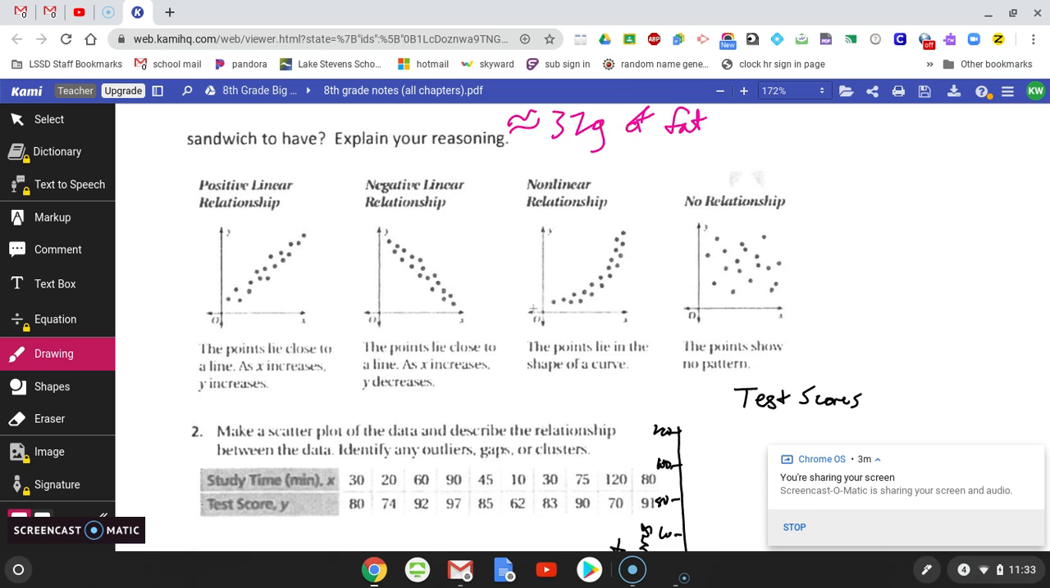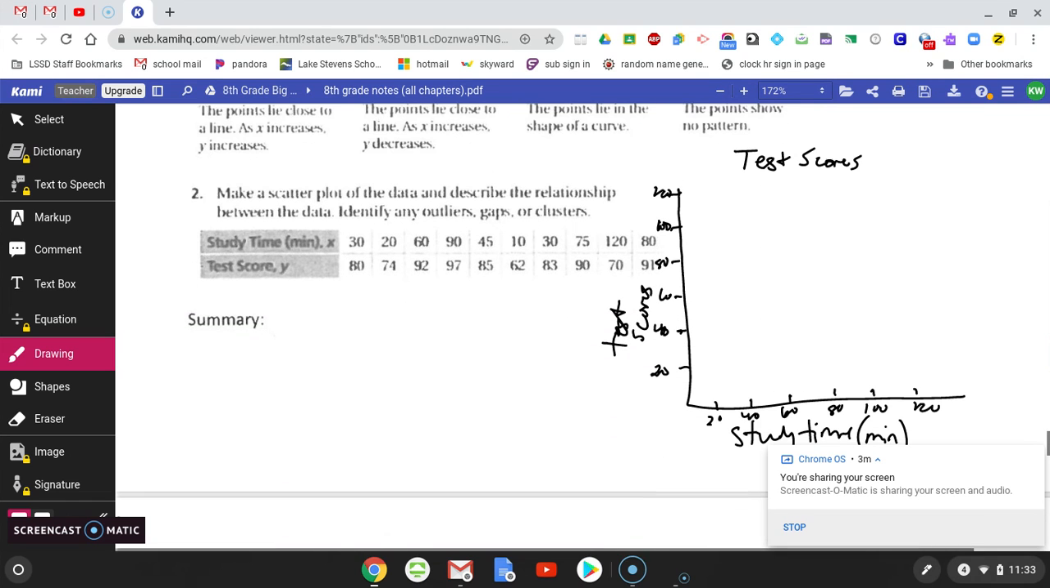You could have a nonlinear relationship. You can see this one's more curved. Or you could have no relationship. That's where you can't really find a pattern at all to those points. I don't really know if it'd be better to draw my line this way or this way. Can't really tell. So that would have no trends, no relationship.